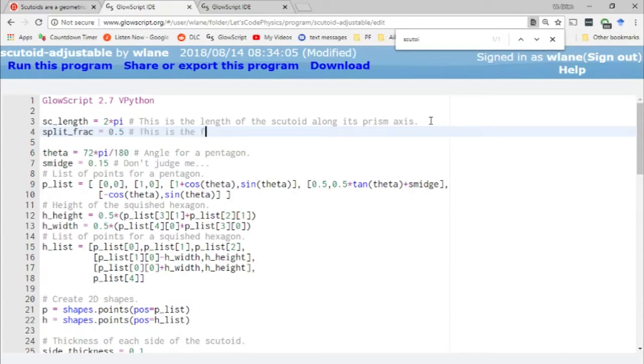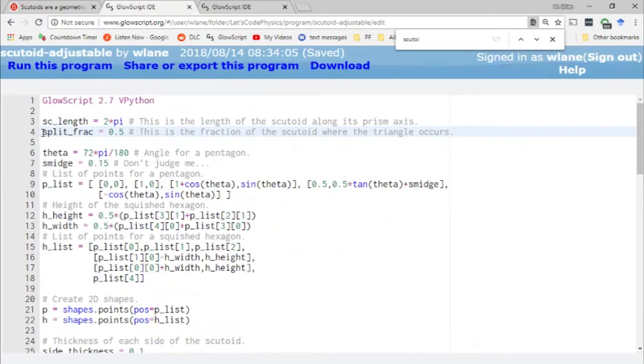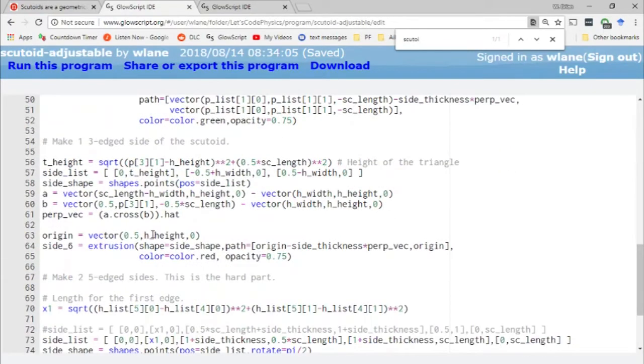This is the fraction of the scutoid. There's probably a technical term for this. This is the fraction of the scutoid where the triangle occurs. There we go. All right, so let's go down to the triangle here. Okay, so what did I call that thing? Split frac. Okay. We all know what happened last time I said that. I just have to replace the halves with this. So I replace this half with split frac.